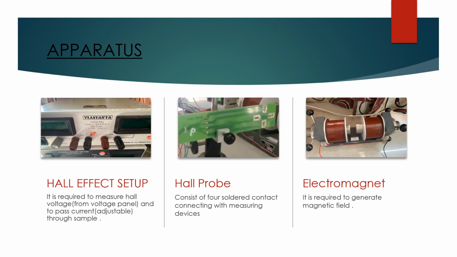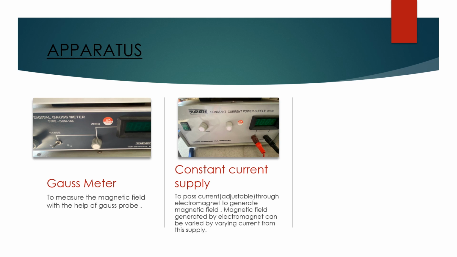Another apparatus is an electromagnet, which is used to generate a magnetic field. Two more apparatus needed are a Gauss meter and a constant current power supply. The Gauss meter is used to measure the magnetic field generated in the electromagnet with the help of a Gauss probe, and the constant current power supply is required to supply current to the electromagnet. The magnetic field in the electromagnet can be varied by varying the current in the power supply.